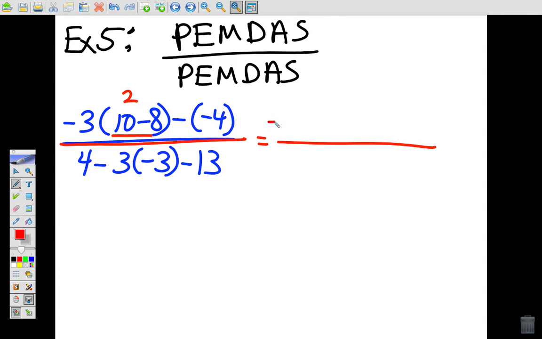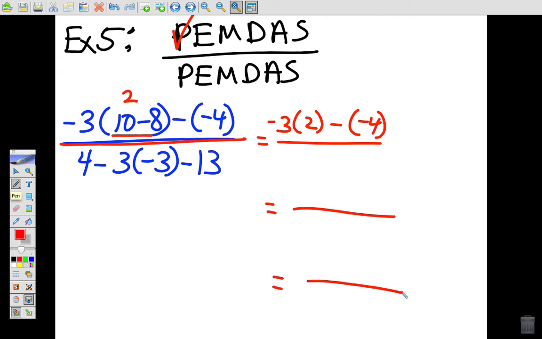So I have a -3 times 2 minus a -4. All right, I've taken care of the P there. Now I'm going to do the same thing down below. Now there's other work. In fact, here, let's do it this way. I'm just going to write these out as I go along. Let's finish out the top. Now, is there any exponents in the top? Answer is no. Is there any multiplication and division? Answer is yes, I have multiplication right here.